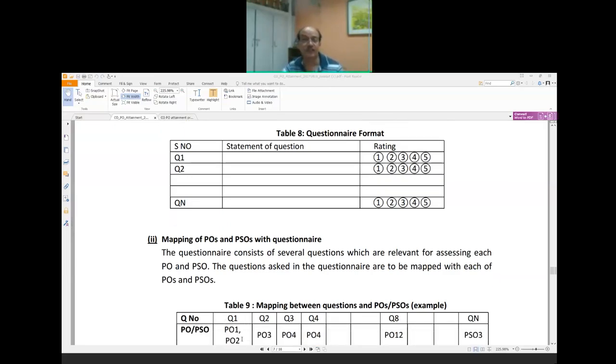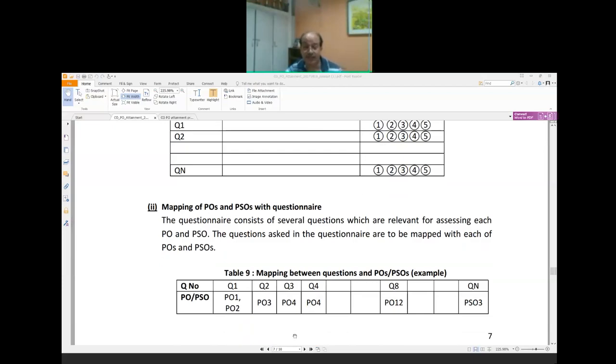Then comes the mapping of the POs and the PSOs. What we do is each of these questions, we map with much thought to each of the POs. Let's say question number 1 is mapped to PO1 and PO2, question number 2 is mapped to 3, and question number 3 is mapped to 4. Like this, I map the questions. Is it necessary that each of the POs has to be mapped? They don't insist, but it is usually desirable. Some question should take care of each PO.